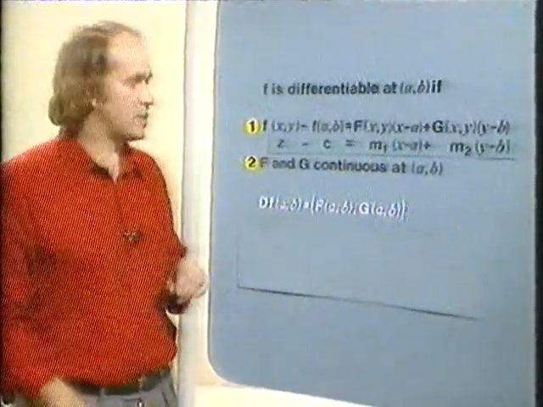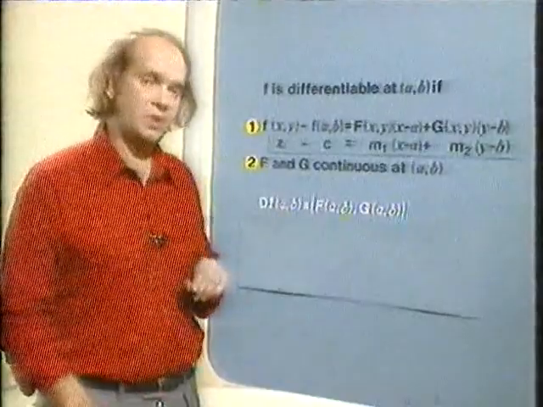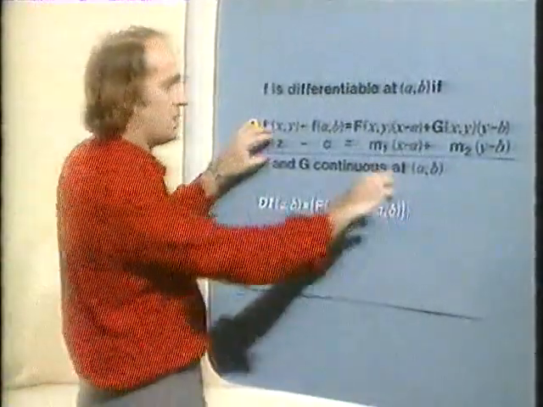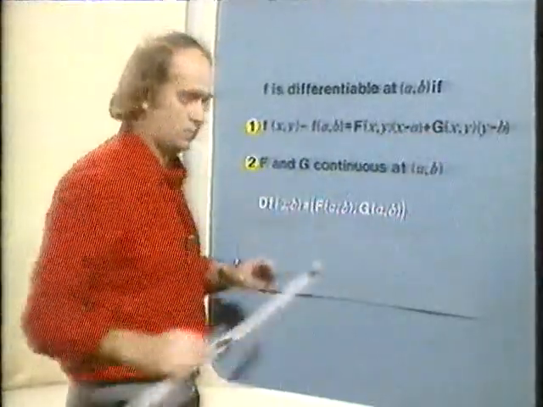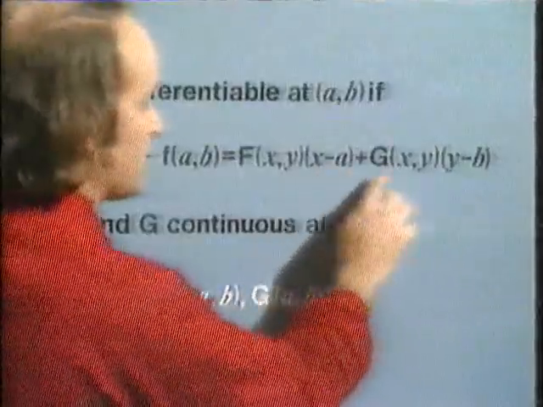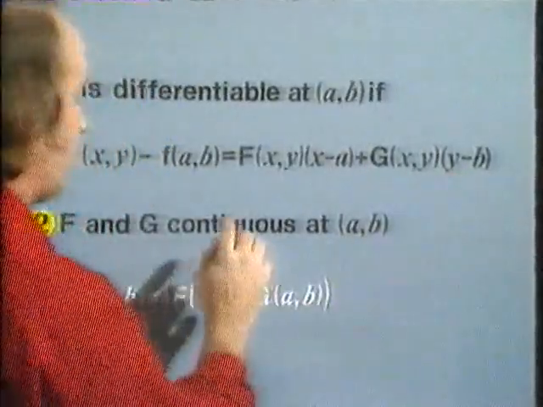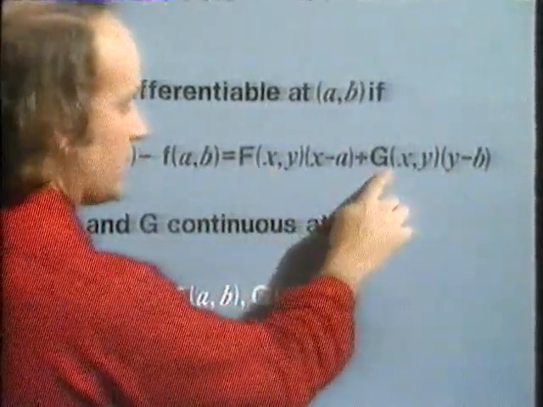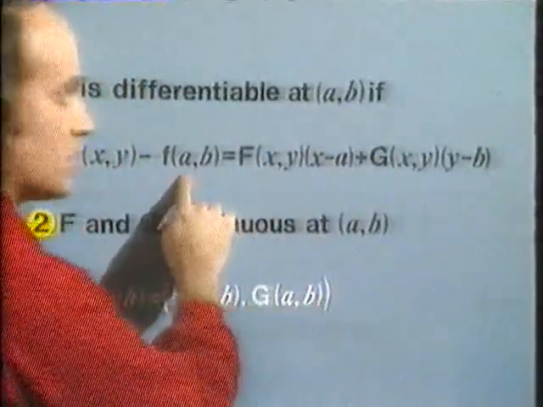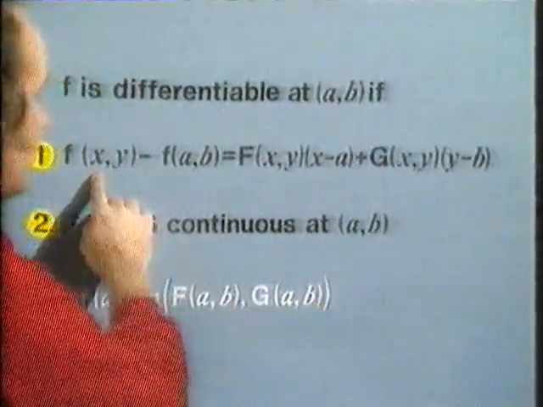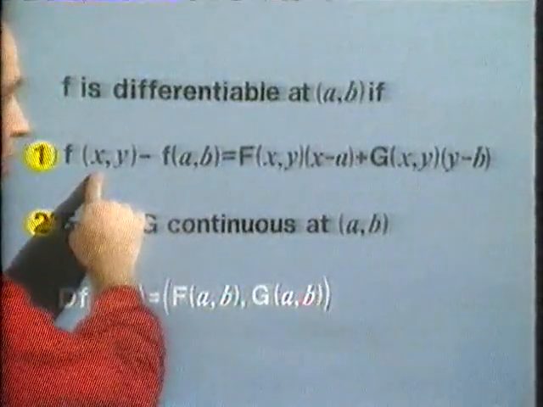The first says that if a function is differentiable at a point AB, then it's continuous there. That's quite easy to see from this first equation. We consider these as functions of x and y, they're continuous at AB. We're given that f and g are continuous at AB. This is just a constant. So by the sum and product rule, we have that f is continuous at AB.